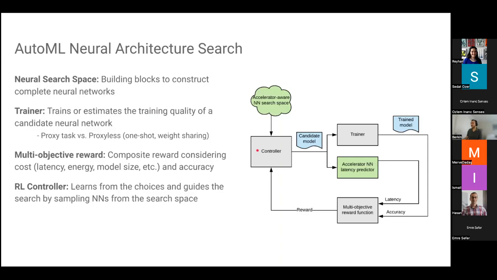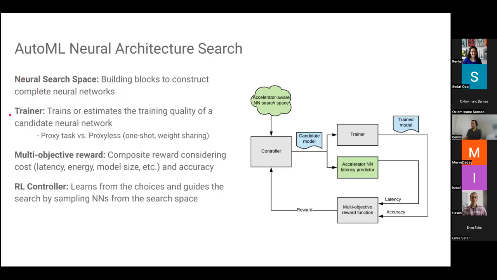So let's go through all these components one by one. One of the important aspects of this search is the search space. So what is search space? Search space is the set of building blocks to construct a complete neural network, right? Actually, I will show even more details about the search space, but it is just a set of building blocks, such as, do you have convolutions? Do you have certain connections between them? Right? So you have a pool of choices that you can choose from. Right? We'll talk more about this.